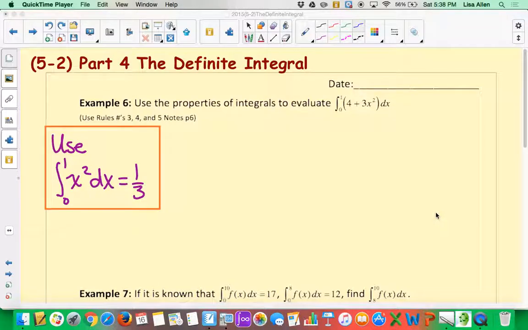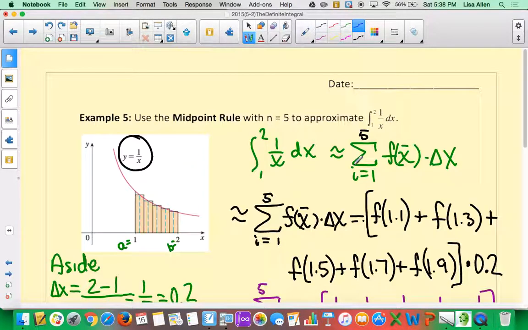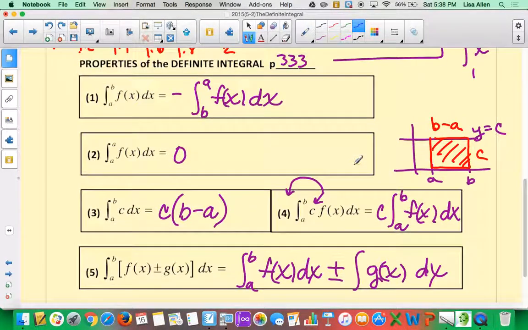We're on part 4 of section 5.2, the definite integral videos. With this next problem, we're going to use some of the properties of integrals that we talked about on the previous video. These properties were 1, 2, 3, 4, and 5, so you may want to keep them handy in your notes.